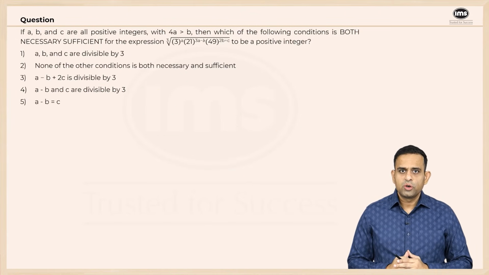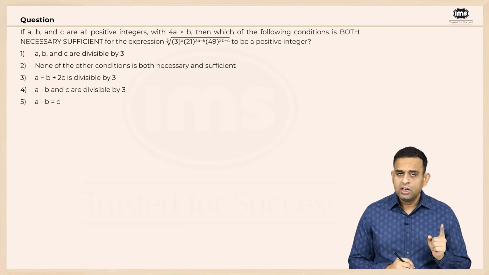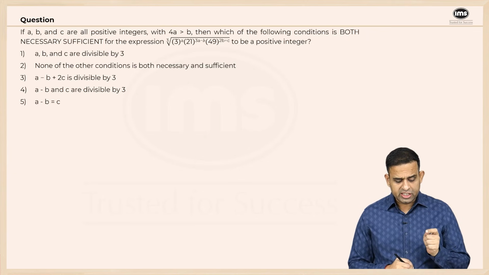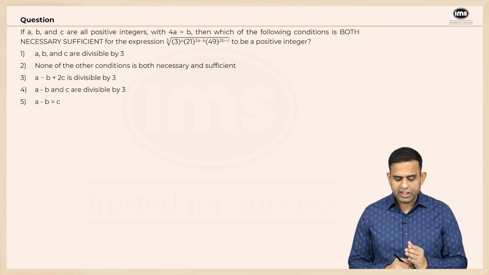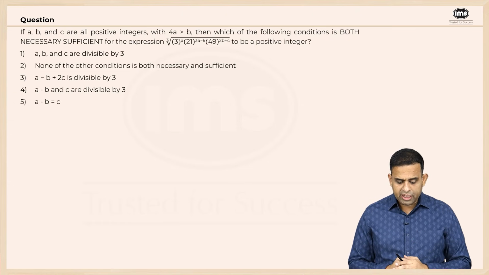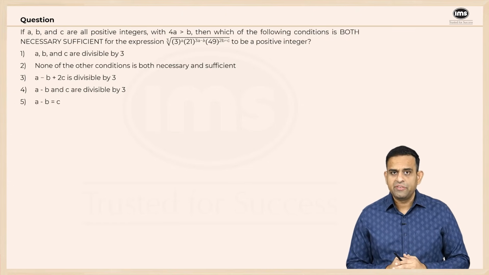If I look at this particular question, it is given that a, b and c are all positive integers with 4a more than b. Which of the following conditions is both necessary and sufficient for the expression cube root of 3 power a, 21 power 3a minus b, into 49 raised to 2b plus c to be a positive integer?